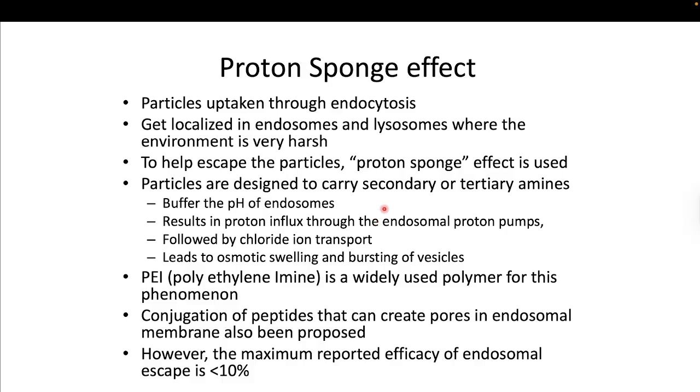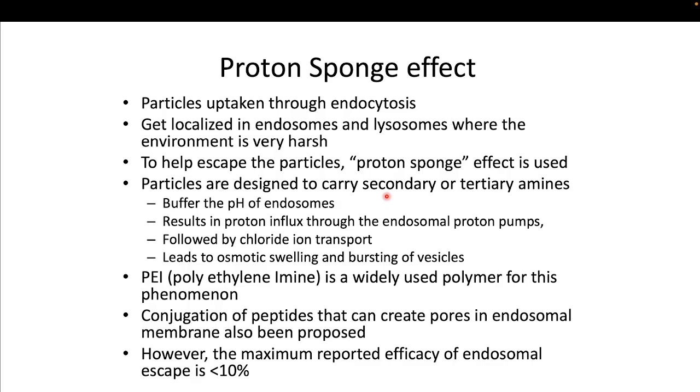What they do is they try sequestering most of the protons that would be there in the endosome or lysosome. As I said, it's acidic in nature, so there are a lot of H plus ions roaming around in these compartments. So your secondary and tertiary amines will try sequestering these H plus ions. Now what will happen because of this? The pH of the endosome will get disturbed, and the cell will think that something is going wrong with the endosome, so it will try maintaining the pH. In that process, it will try pumping more H plus inside the endosome.